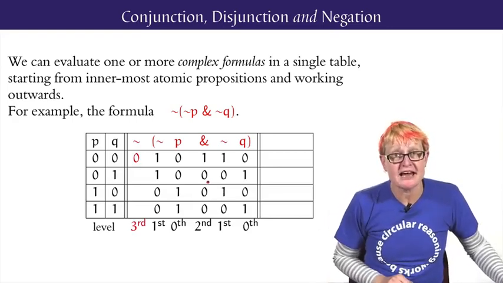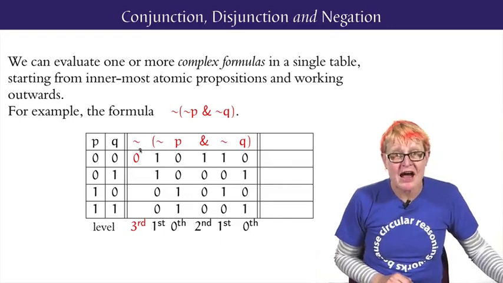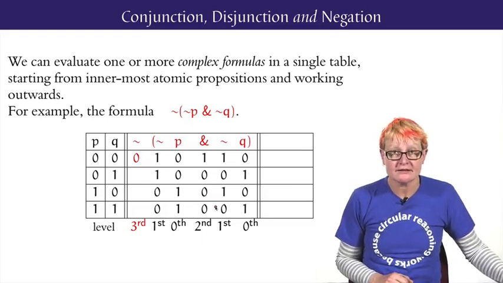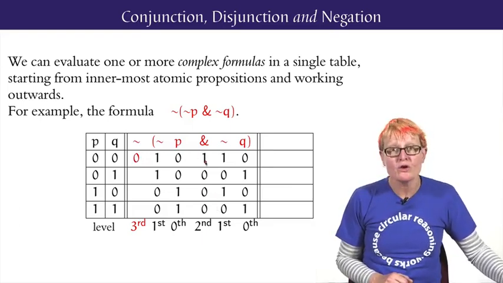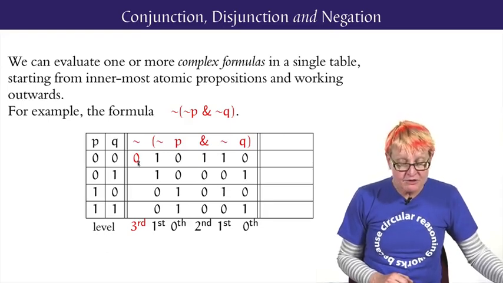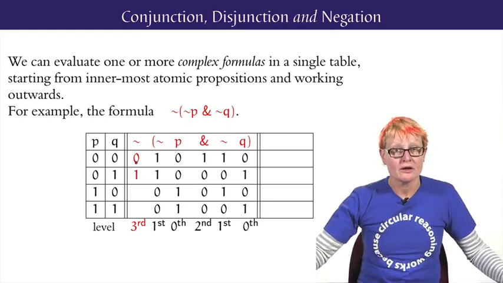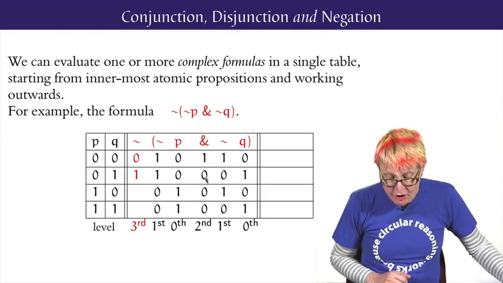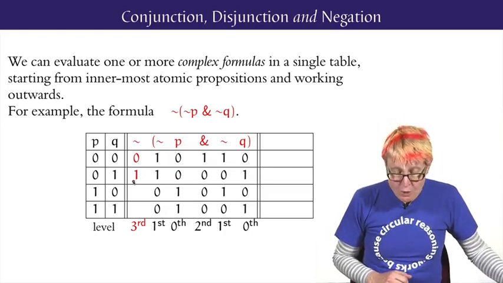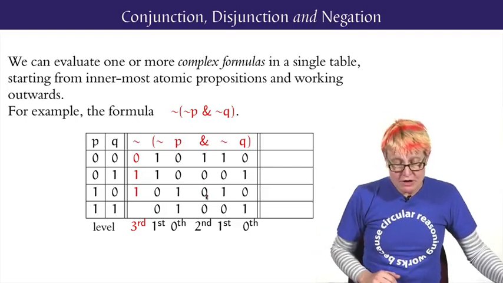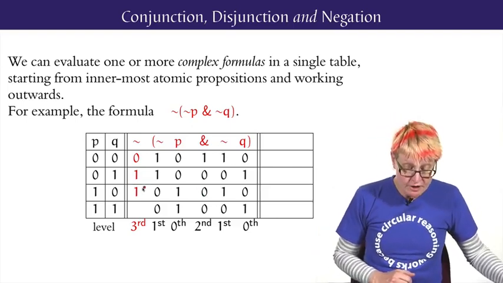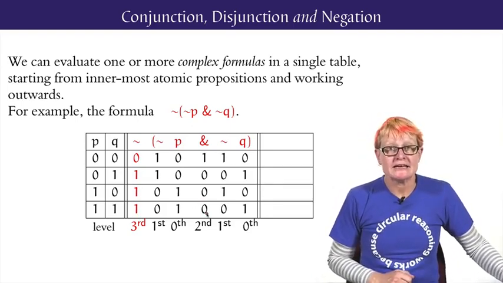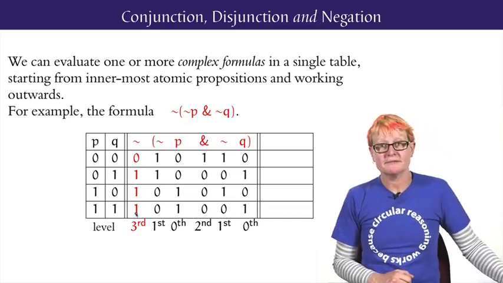In the third and final stage of the truth table evaluation, we'll work on the outermost connective, the negation, which is then applied to the second level result under the AND. In the first row, we have a 1 under the AND, so the result under NOT is 0. In the second row, the value under AND is 0, so the result under NOT is 1. In the third row, the result under AND is 0, so the result under NOT is 1. And likewise in the fourth row, the result under AND is 0, so the result under NOT is 1.